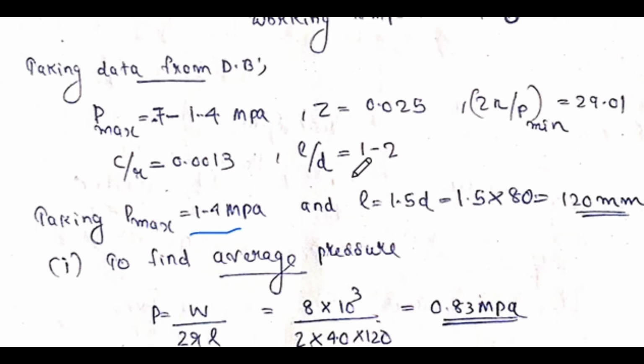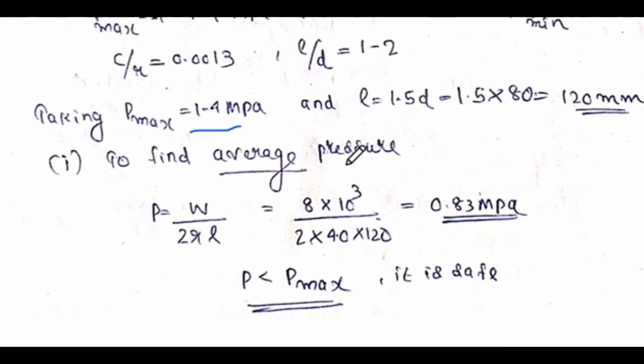Since we already have the values of R and L, we need to check the average pressure. If the diameter is not given, we will use this same equation to find the diameter in this step. Since we have both L and R, the first thing we find is the average pressure. This equation is in the data book. We know the value of W, the radius and the length. From that we get 0.83 megapascal.